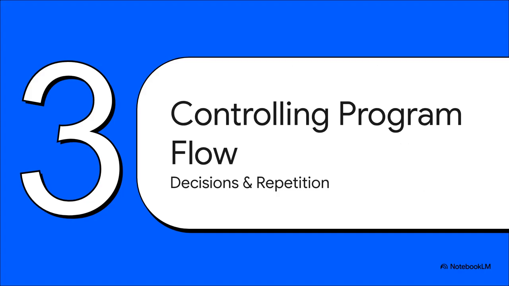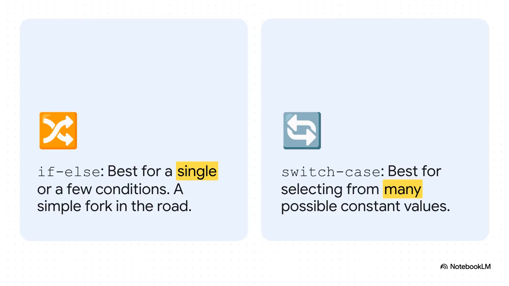Okay, so we've got our data stored away in our variable boxes. What's next? Well, the next set of tools in our kit are kind of like the traffic cops for our program. They're the ones that direct the flow, telling the computer which road to take, when to make a U-turn and repeat something, and when to choose a completely different path. Now, for making decisions, we've got two main tools. The if-else statement is your classic fork in the road. If this thing is true, go left, else you've got to go right. It's perfect for simple binary choices.